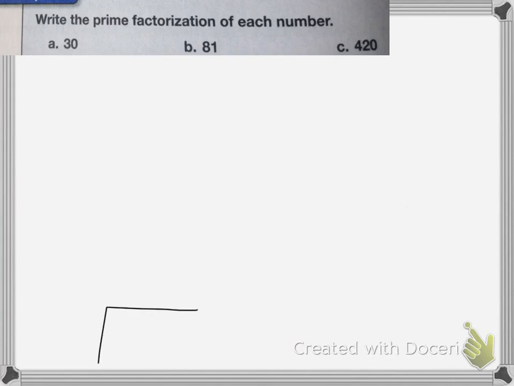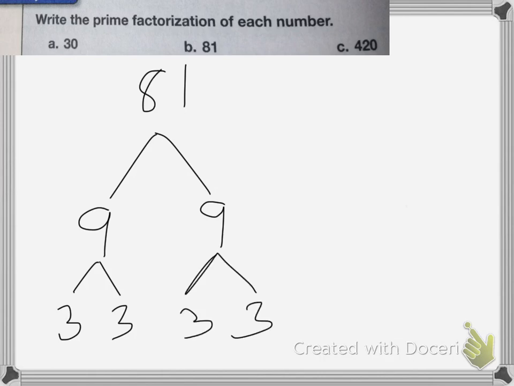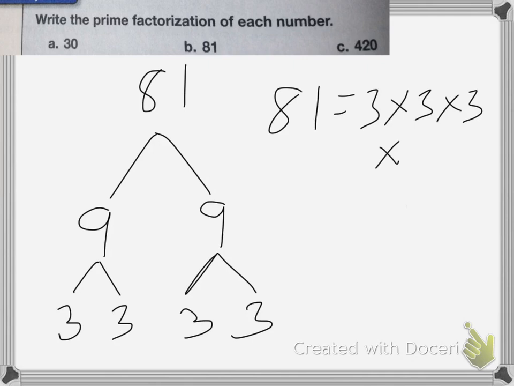I'm going to do a factor tree with this one because it's easier for this. 81 I know is 9 times 9, which then I divide up, and it's 3 times 3. So the prime factorization of 81 equals 3 times 3 times 3 times 3.